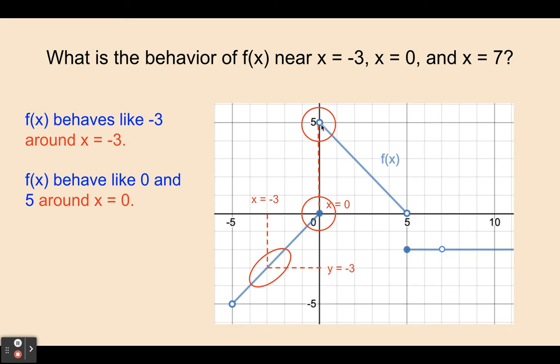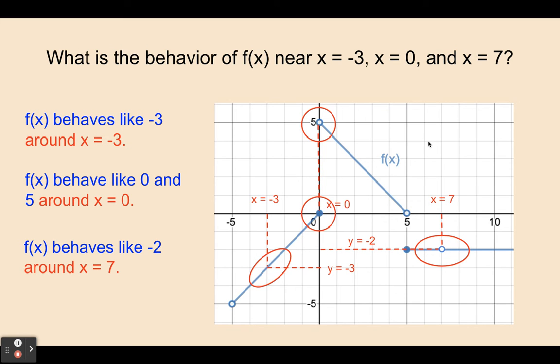All right, and then our last one, about 7. Here's 7. So again, look around 7. It looks like -2 the whole time here, -2 the whole time here. So it looks like this function acts like -2. There's just a hole here. So the function behaves like -2 around x equals 7. So again, you're looking at what the output behaves like really close to that input.